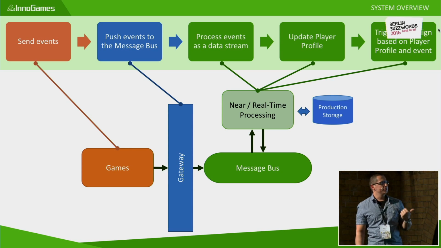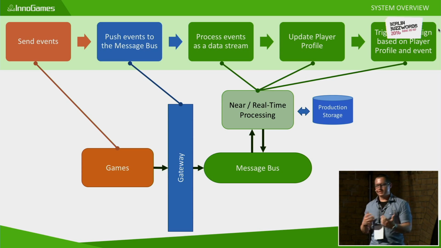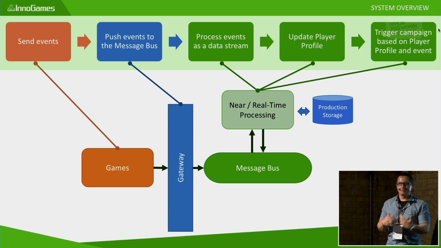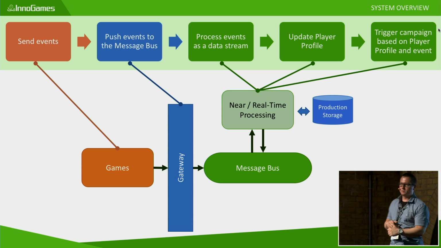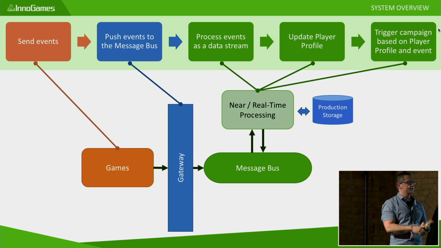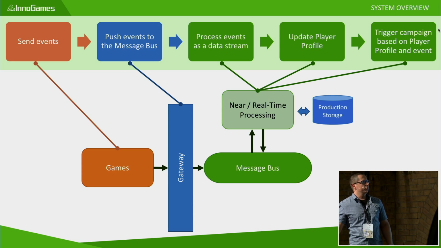First of all, we update a player profile with those events in Cassandra. That means it's basically some kind of storage that can tell you everything about a player in real time. Of course, we do not record every single event, but only those events that are interesting for us. And then after that, we trigger a campaign based on the current player profile and the incoming event. That's basically it. That's the whole magic behind the real-time CRM project.